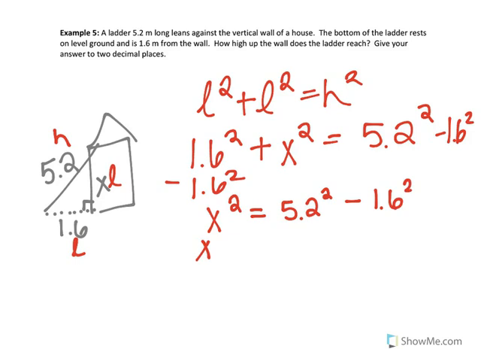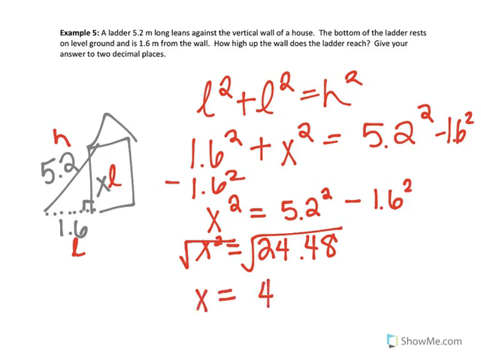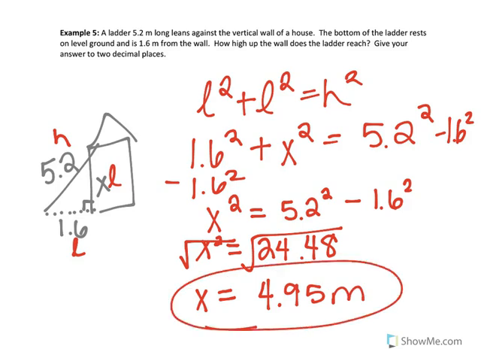I want you to pause the video and try typing that into your calculator. You should get that x squared is equal to 24.48. Square root that number, and that answer should be 4.95 meters. So it's going 4.95 meters up the wall.